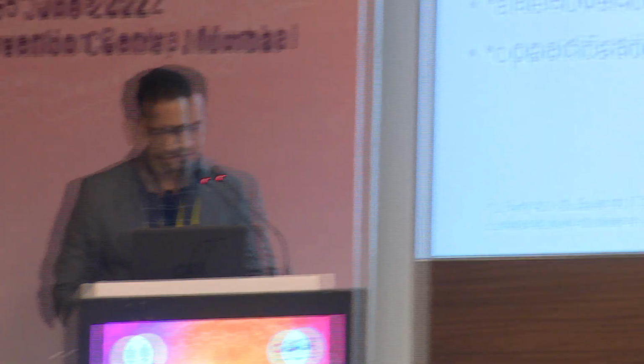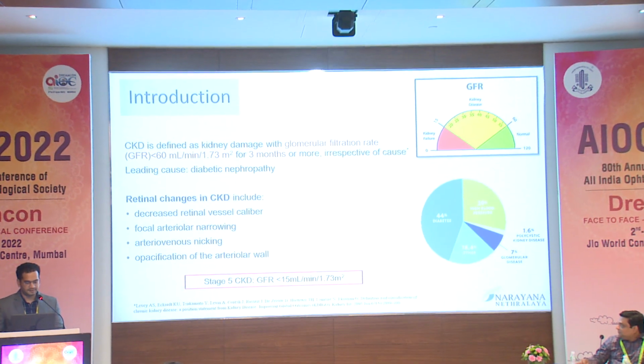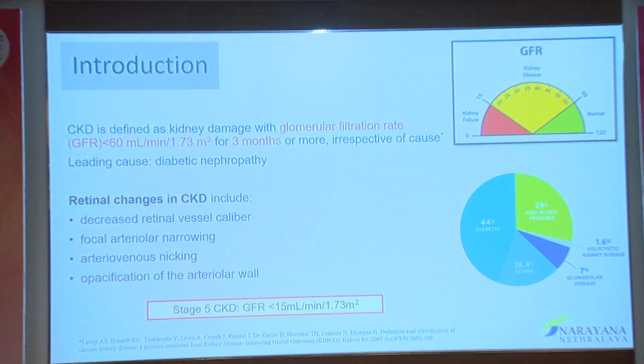I'll be presenting our study on retinal microvascular changes in non-diabetic chronic kidney disease on hemodialysis. It's an OCTA-based study. So, what is CKD? CKD is defined as kidney damage with glomerular filtration rate less than 60 milliliters per minute per 1.73 meters square for 3 months or more, irrespective of the cause.